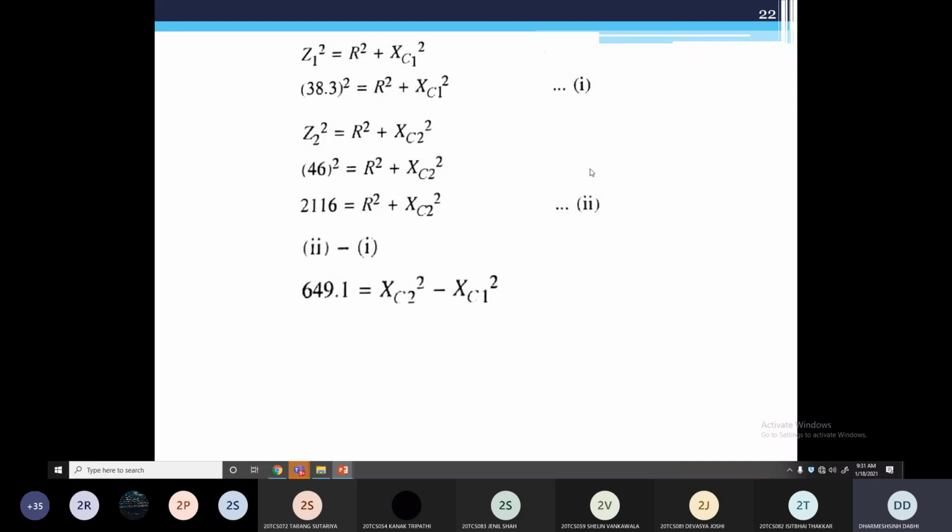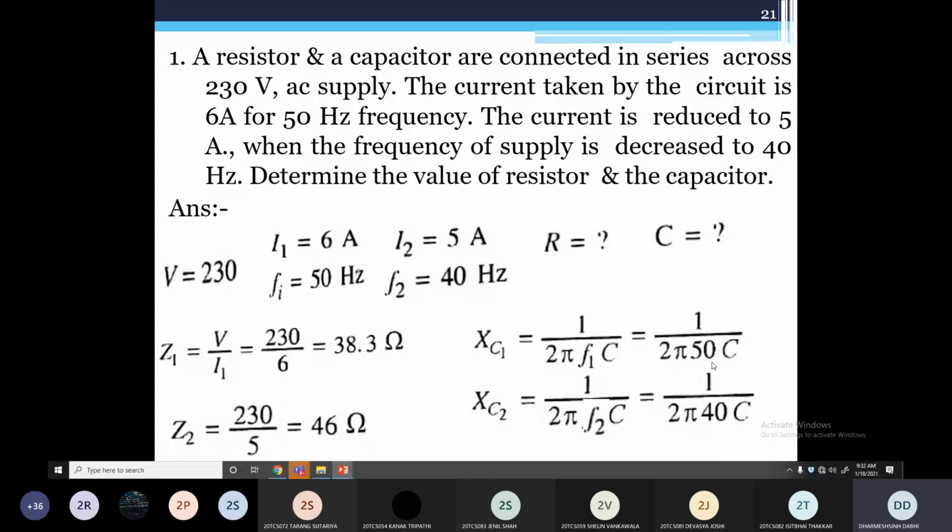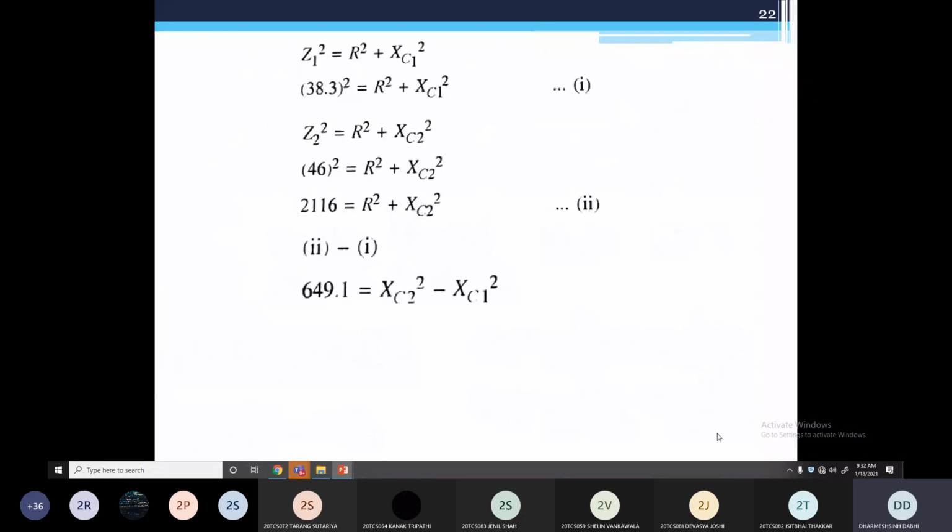From both these equations, subtract equation 1 from equation number 2. So I get the final equation: 649.1 is equal to XC2 square minus XC1 square, because R square is cancelled out. Now we already know the values of XC1 and XC2. Clear? In the previous slide, XC1 is 1 upon 2 pi 50 C, and XC2 is 1 upon 2 pi 40 C. So put these values here.